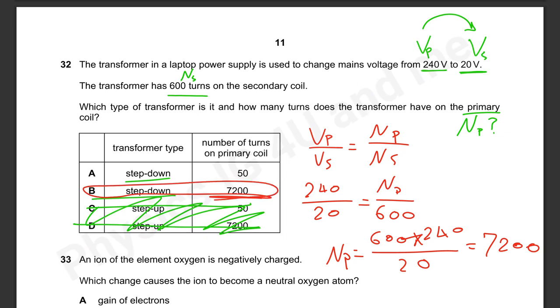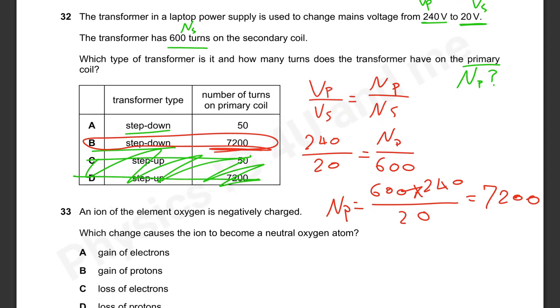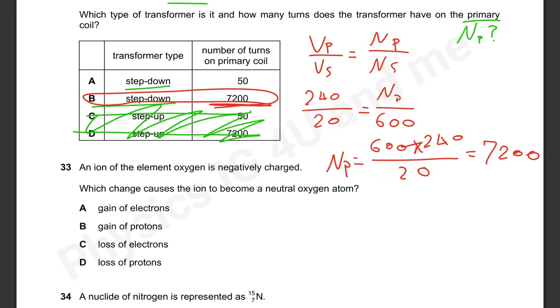Please remember that whenever you calculate the number of turns, it should be a whole number. It cannot be a decimal. I hope this is clear.